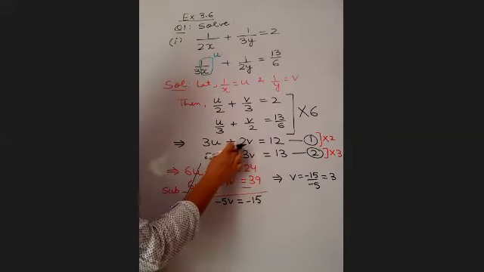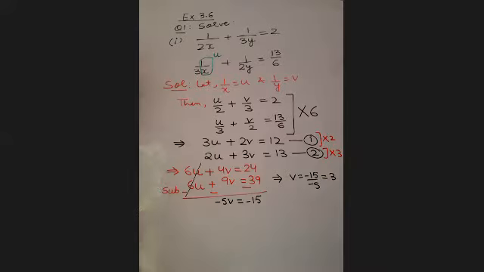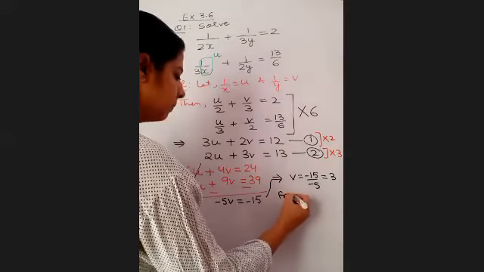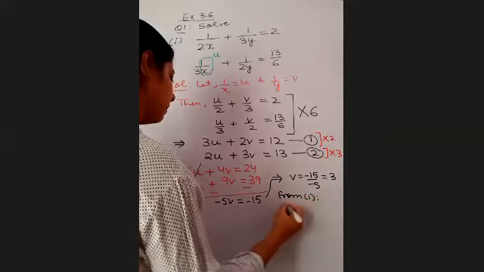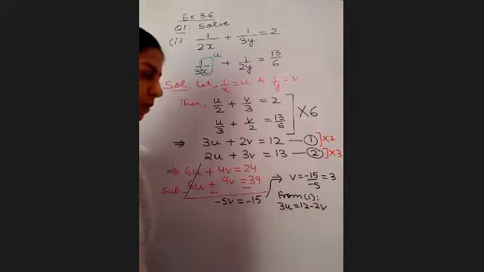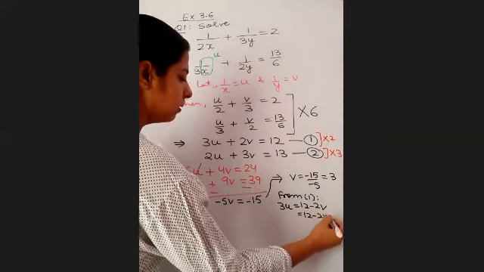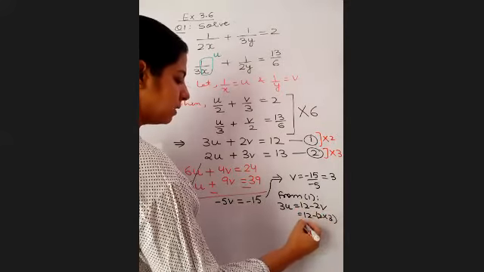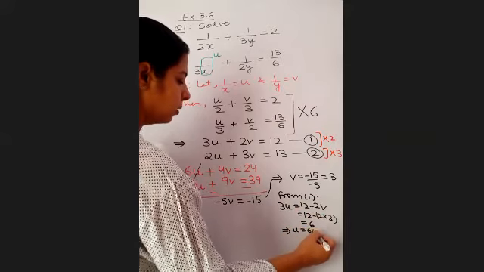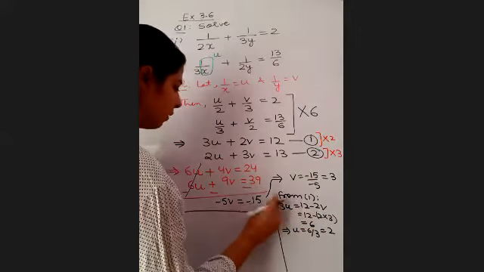Now, put v equal to 3 in any of these two equations and get the value of u. So, let us say from the first, 3u is equal to 12 minus 2v, 12 minus 2 into 3. So 12 minus 6 is 6. So u is 6 upon 3, which is 2. So we have got the values of u and v.